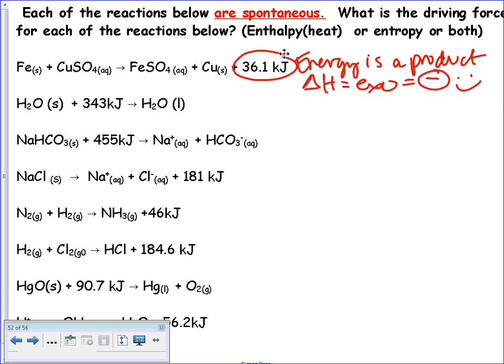What do we have here? We really don't know. It's going from solid to solid and aqueous, so there's no change. So that one, for the driving forces, I'm sorry, I'm skipping to the next set of questions. This one, I'm telling you, all of them are spontaneous. They're all going to happen.